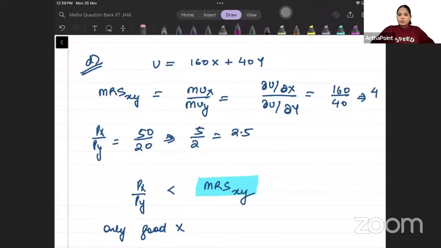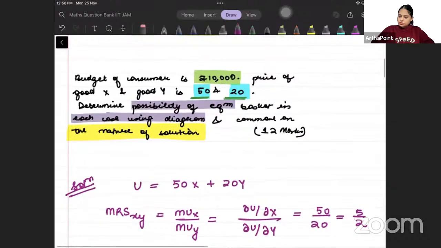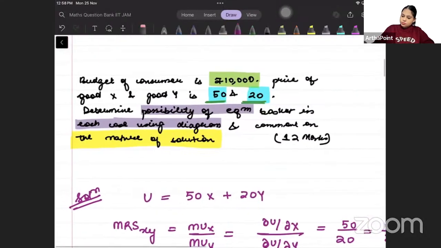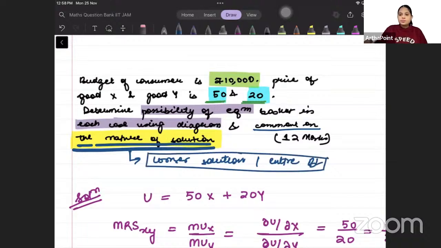Okay, now let's go back to what we were discussing in the last class. Okay. So just try to understand before I end this question. It says comment on the nature of the solution. So make sure that you clearly mention where it is a corner solution, where it is the entire budget line. You need to also comment on the nature of the solution, right? That word is important, where you tell what kind of solution is existing, right? So that should also be mentioned in this solution.